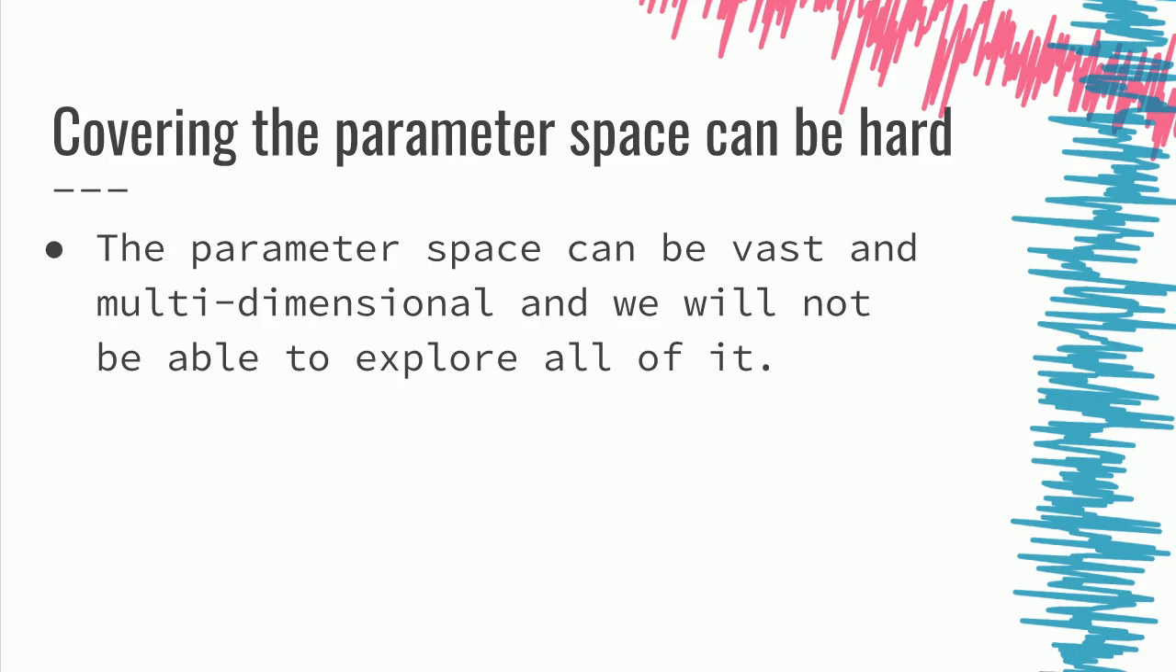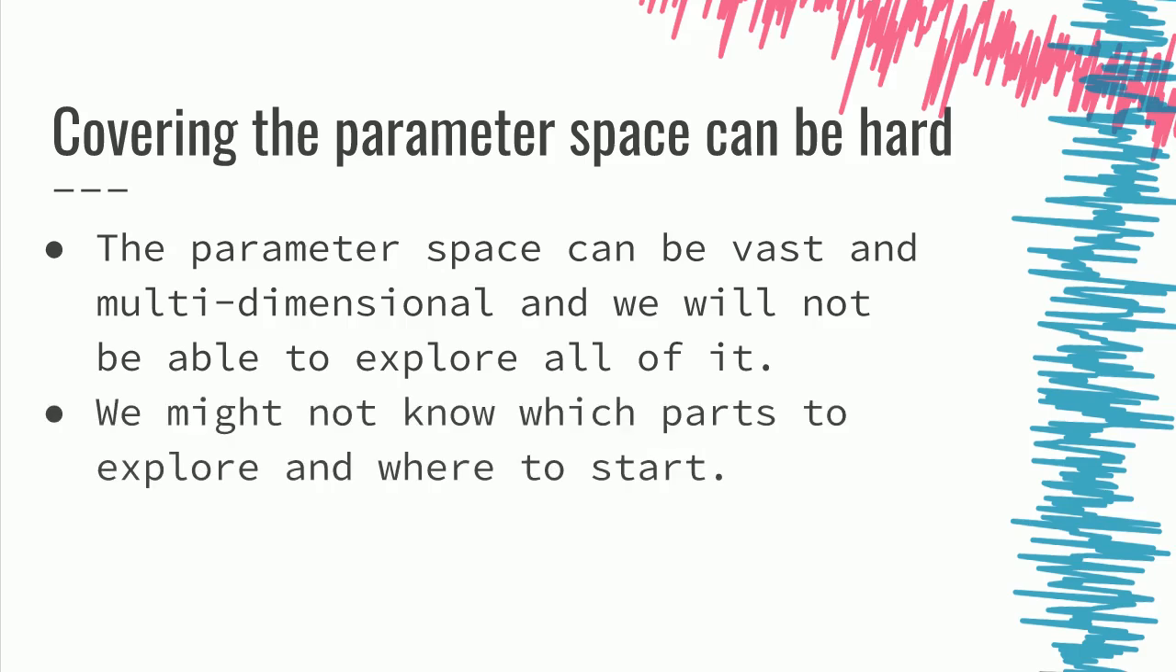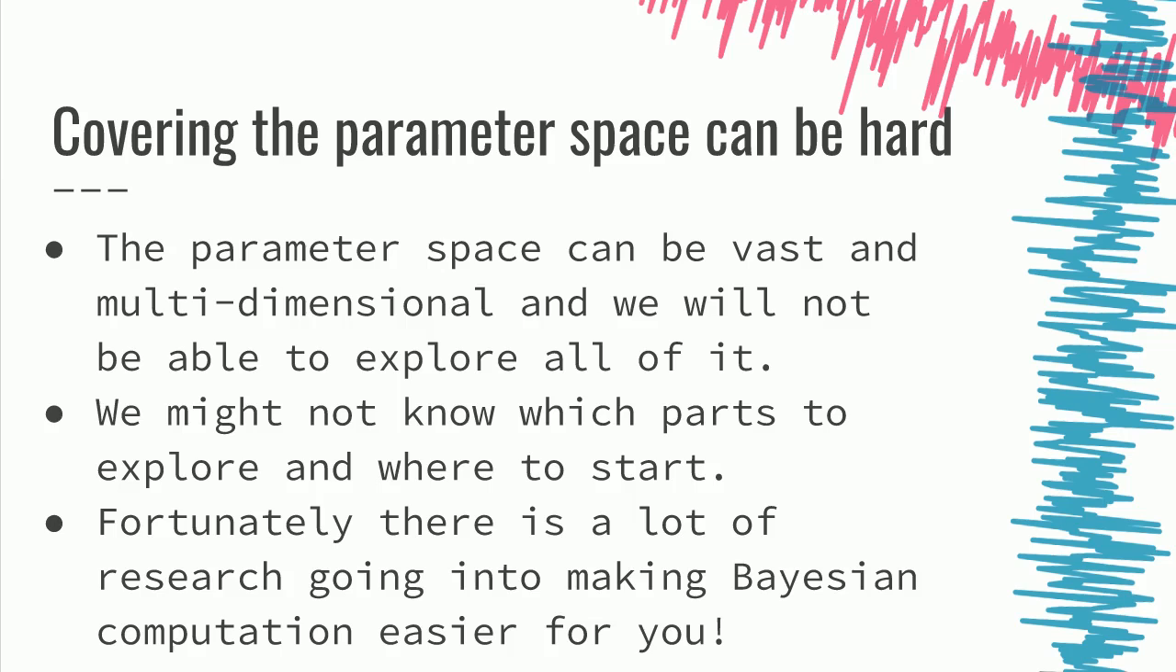The parameter space we just looked at was deceptively simple, as it just had 2 free parameters, but it's not difficult to come up with models that have 10, hundreds or even thousands of parameters, making it impossible to cover all relevant parts of the parameter space using a grid. And we might not even know which part we should explore and where to start exploring. But fortunately, there is a lot of research going into making Bayesian computation easier for you.